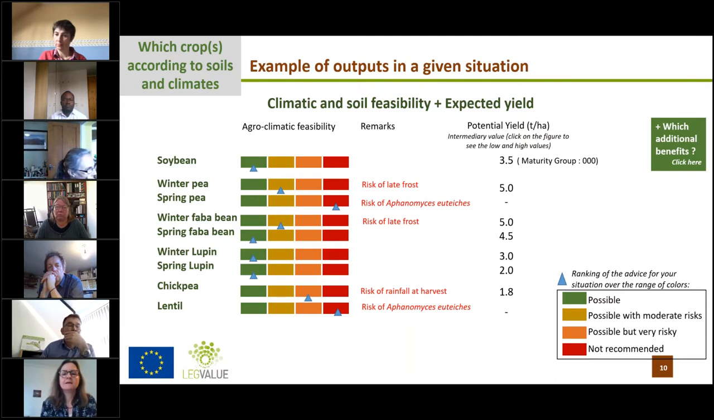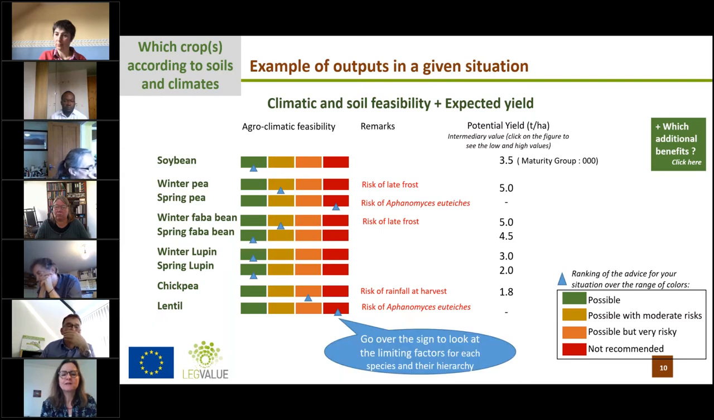And the idea is also to share knowledge. So, for example, when you hover over the sign, the pointer, the user can see the limiting factors which have been identified in this situation for each species, and their hierarchy between the different limiting factors.